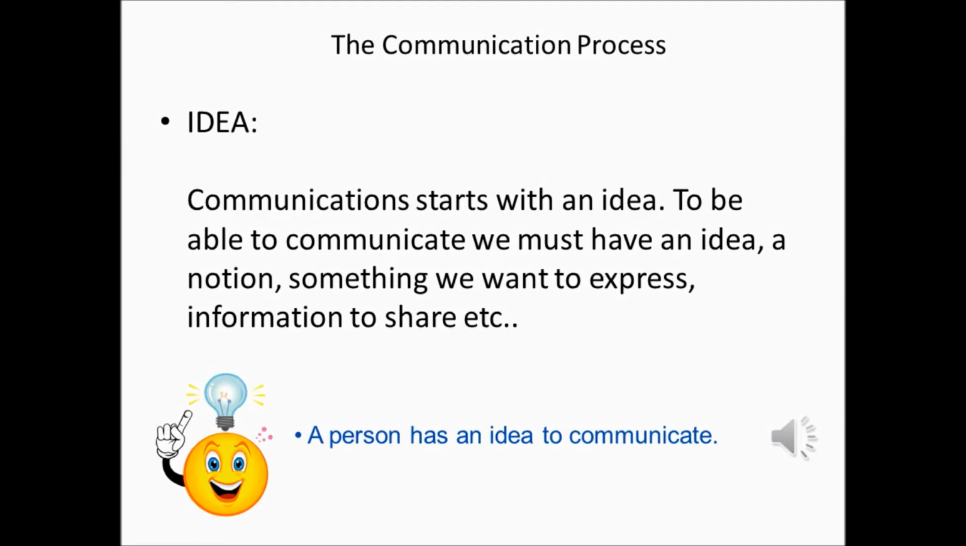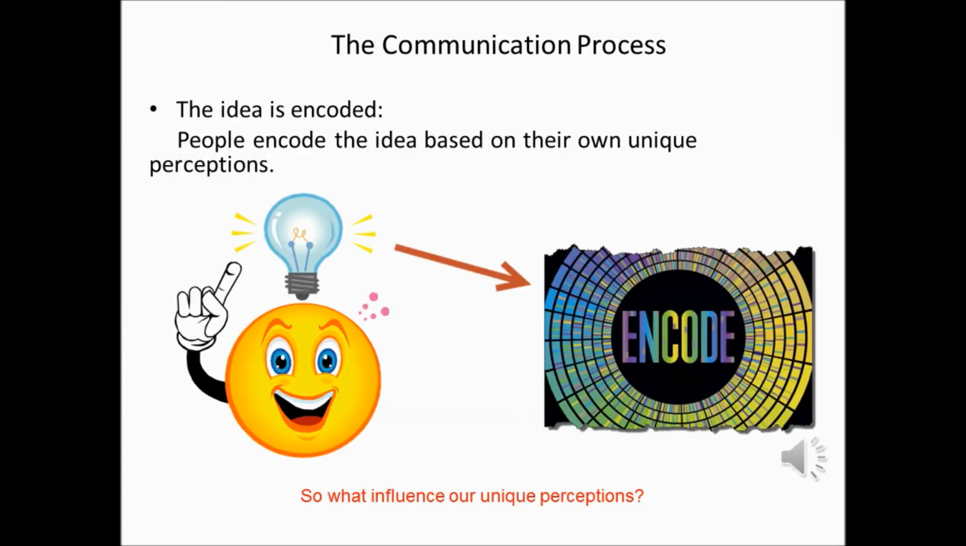Communication starts with an idea. To be able to communicate, we must have an idea, a notion, something we want to express, information to share, etc. A person has an idea to communicate. The idea is then converted into a message. This process is called encoding. The encoding of the idea is based on an individual's unique perception.